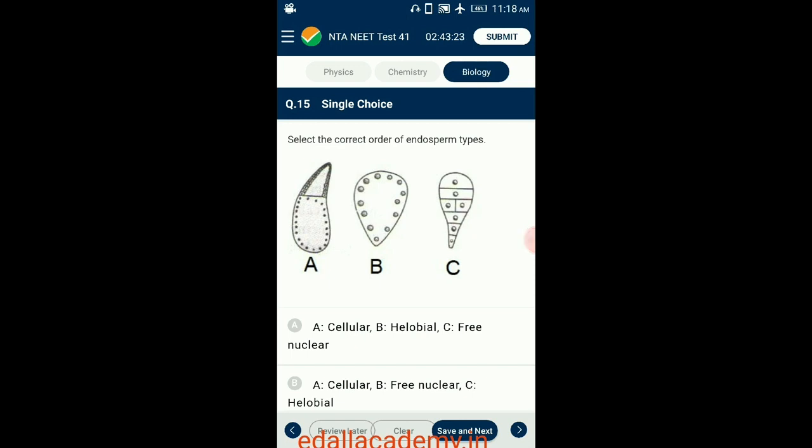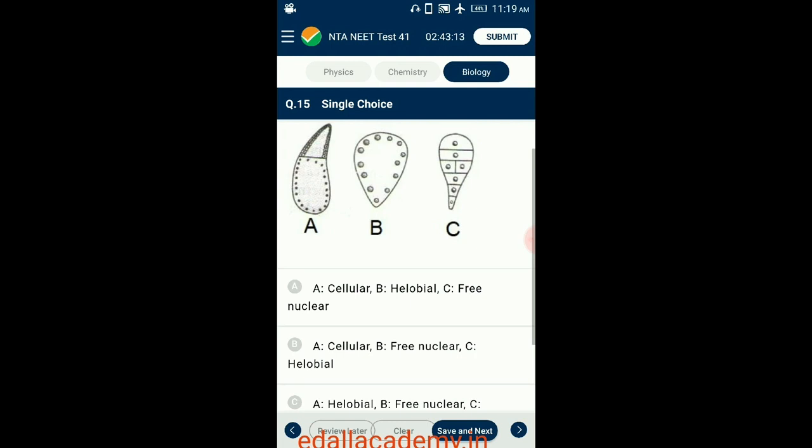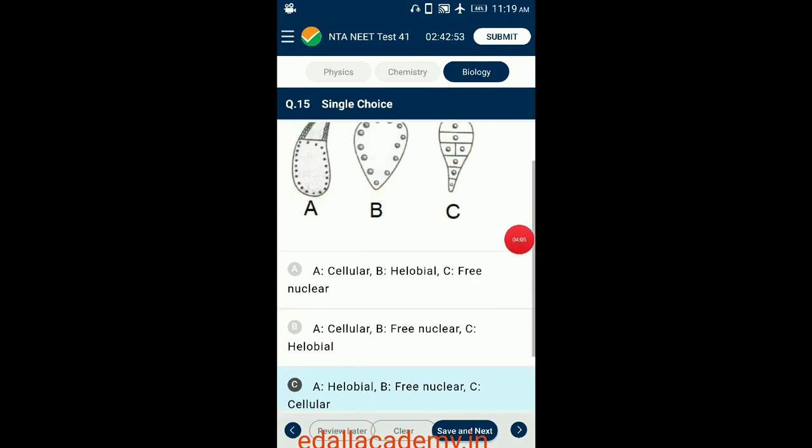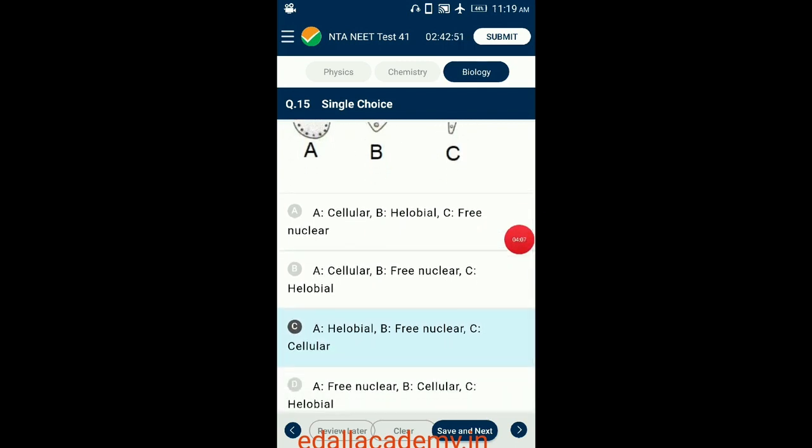The order of endosperm types in the diagram is helobial, free nuclear, and cellular. Helobial endosperm is formed due to the formation of a large micropylar and a small callosal chamber by mitotic division in the primary endosperm mother cell. So the correct order is option C. First one is helobial, B represents free nuclear, C represents cellular. So the correct option is C.